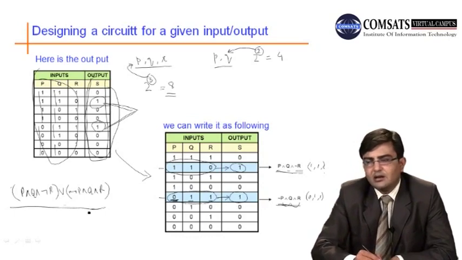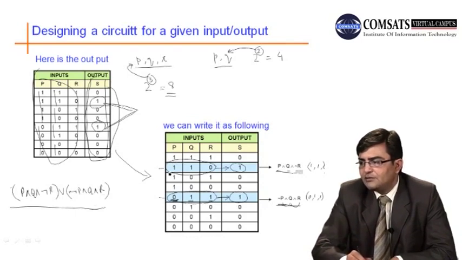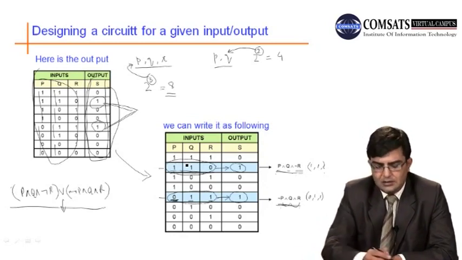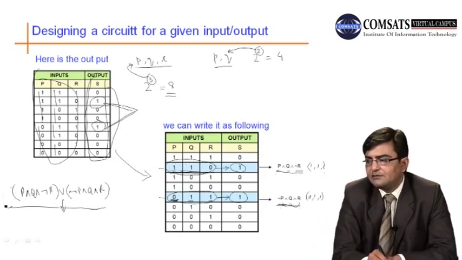Now we have written a logical expression. How do we write it? We see the inputs, we connect the inputs using conjunction operators, and we connect the true outputs, 1, 1, using the disjunction operator. This is how we write the logical expression by watching the inputs and outputs. Now we have to construct the circuit for this logical expression.